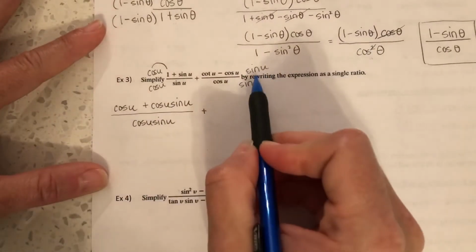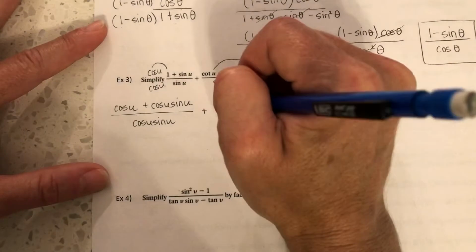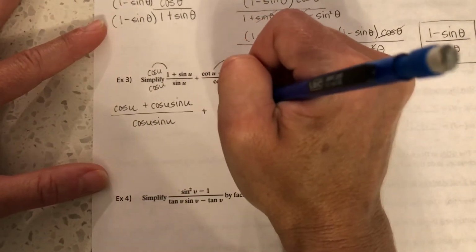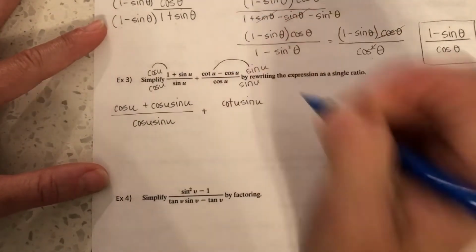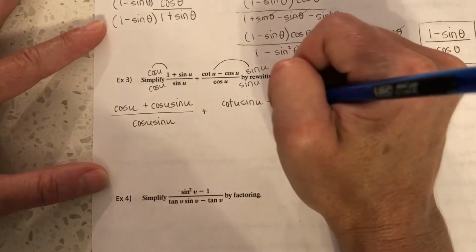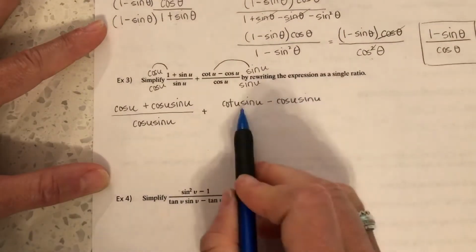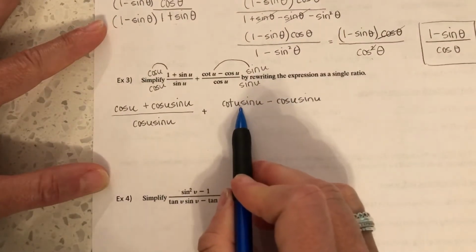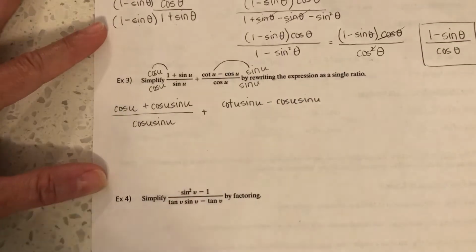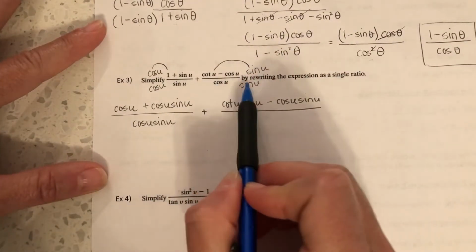Okay, now we come over here, plus. Now I'm going to multiply top and bottom by sine u. So sine u times cotangent u is going to be cotangent u sine u. Sine u times negative cosine u is going to be negative cosine u sine u. And again, the order in which you write these won't matter. If you did sine u cotangent u or sine u cosine u, it won't matter. All over, again, my common denominator is going to be cosine u times sine u.